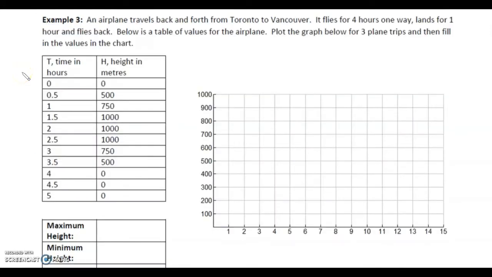Okay, so example 3, an airplane travels back and forth from Toronto to Vancouver. Okay, then obviously Vancouver back to Toronto. It flies for 4 hours one way, lands for an hour, probably to clean, to stock more food, okay, and then flies back. Below is the table of values for the airplane. Okay, we're going to plot the graph below for 3 plane trips and then fill in the values in the chart.